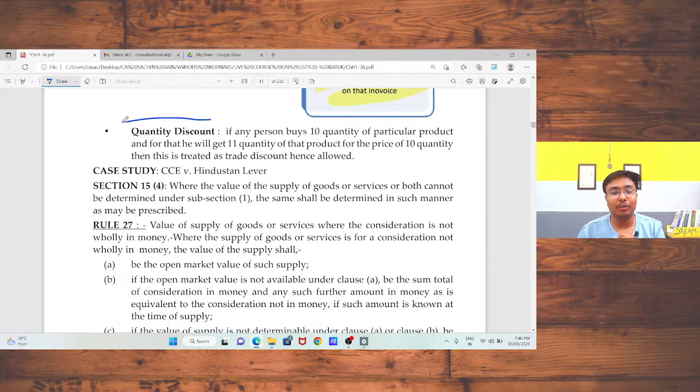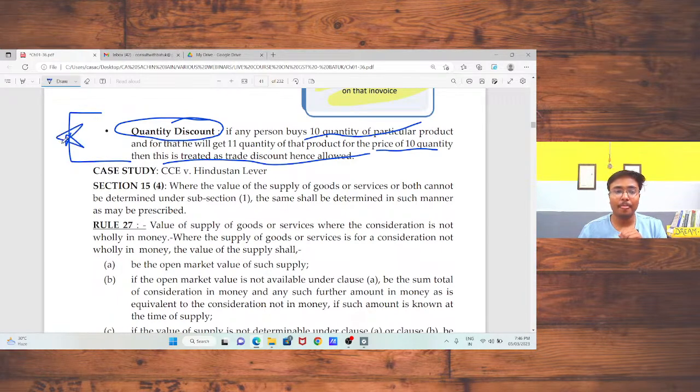Now, quantity discount. Sir, what do you mean by quantity discount? If any person buys 10 quantity of a particular product, and for that the supplier gives 11 quantity of that particular product for the price of 10 quantity, this is treated as your trade discount. We have already discussed that. Okay, sir. Now, is the credit note related to main supplies to be related?